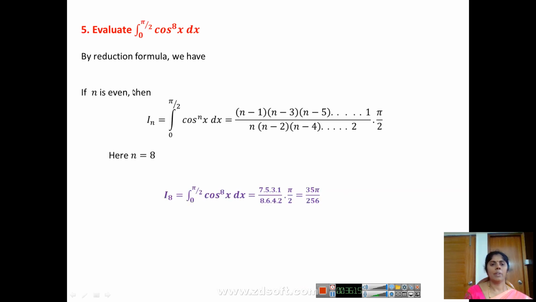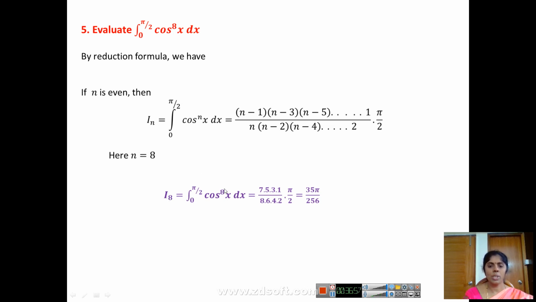Here I have considered another problem, that is, evaluate the integral from 0 to pi by 2 of cos to the power 8 of x dx. Again, it is a definite integral formula. As we are aware, the integral from 0 to pi by 2 of sine to the power n of x dx is equal to the integral from 0 to pi by 2 of cos to the power n of x dx. If n is even, k we can consider as pi by 2. If n is odd, k can be considered as 1. Here it is given as an even number, n is equal to 8. At the end we have to multiply by pi by 2.